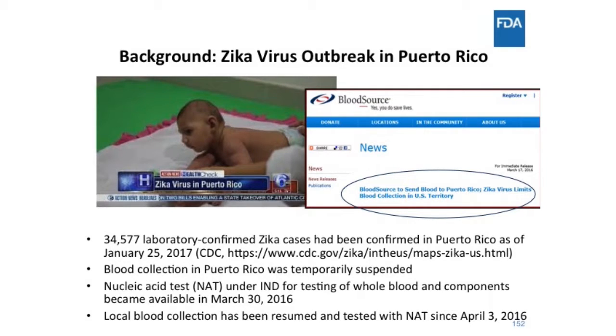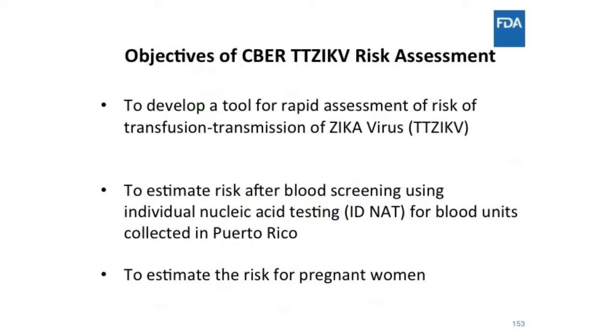And so during this time, the FDA was investigating whether a nucleic acid test under IND could be an appropriate risk management activity. After the nucleic acid test for Zika virus received IND but not licensing, local blood collection resumed, and there was testing since April 3rd of last year. We wanted to know if this was going to be sufficient for risk management, so we wanted to conduct a risk assessment for how this would reduce the risk.